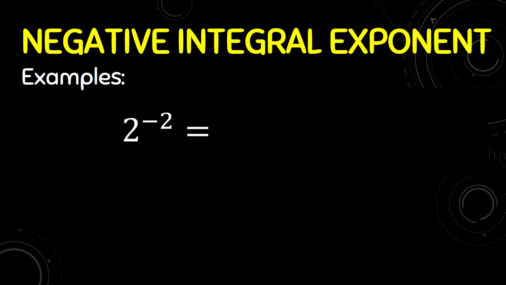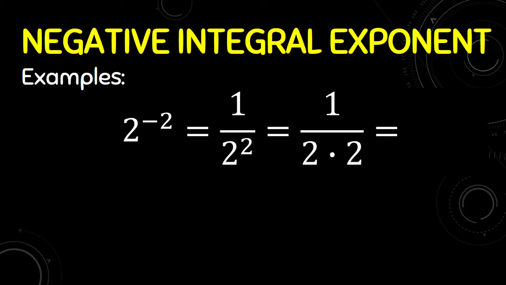Another example, we have here 2 raised to negative 2, and that is also equivalent to 1 over 2 squared. In other words, we have here 1 over 2 times 2, and 2 times 2 is equal to 4. In other words, 2 raised to negative 2 is equal to 1/4.